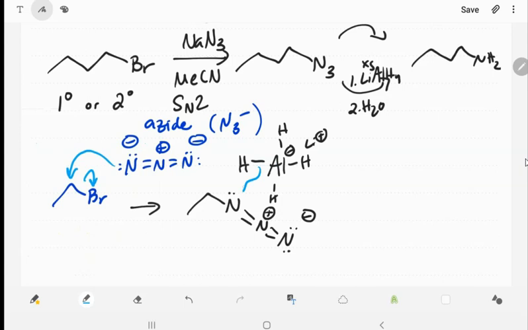We know that the hydride is going to be nucleophilic, so it's going to go ahead and attack our nitrogen, moving electrons over to the positively charged one. As a result, we are left with the following molecule.